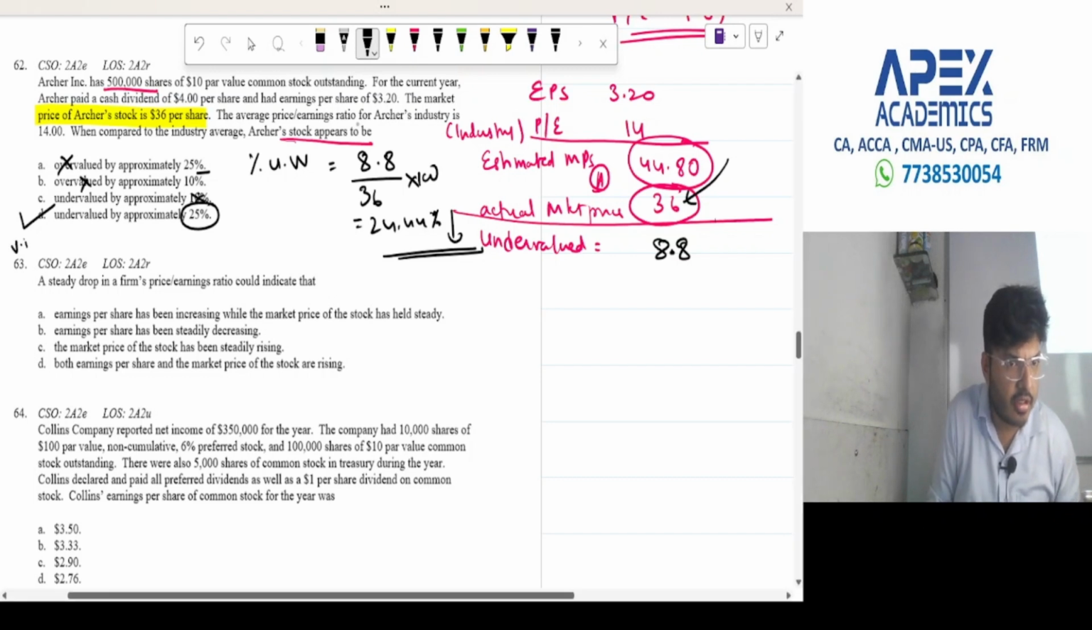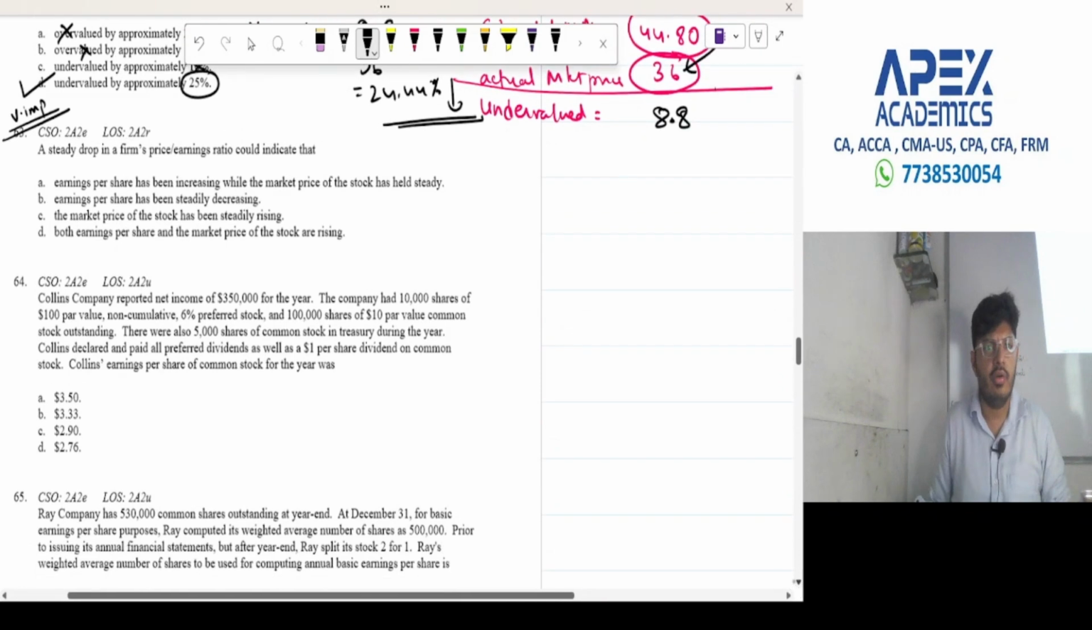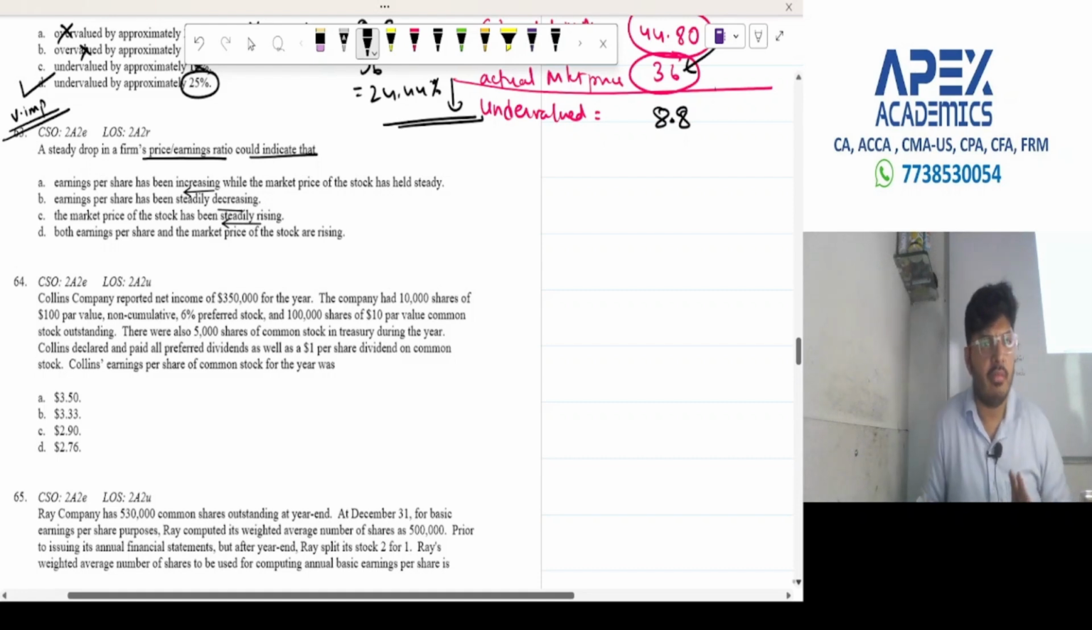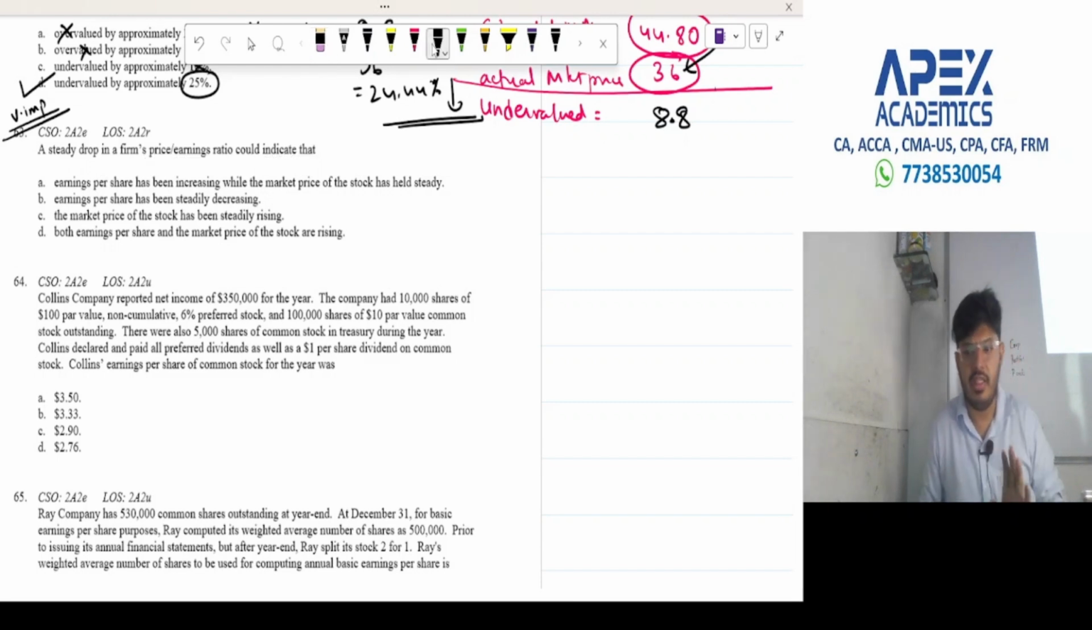Very important, because you have to visualize the scenario in the exam when you are already under some stress. A steady drop in the firm's PE ratio can indicate that EPS has increased, EPS has decreased, market price has steadily risen, or both EPS and market price are rising. Let's pay attention. EPS and market price are being discussed and there is a drop in the PE ratio. So let us see.